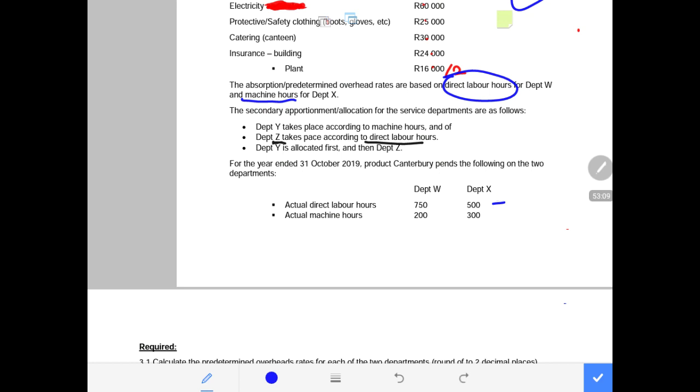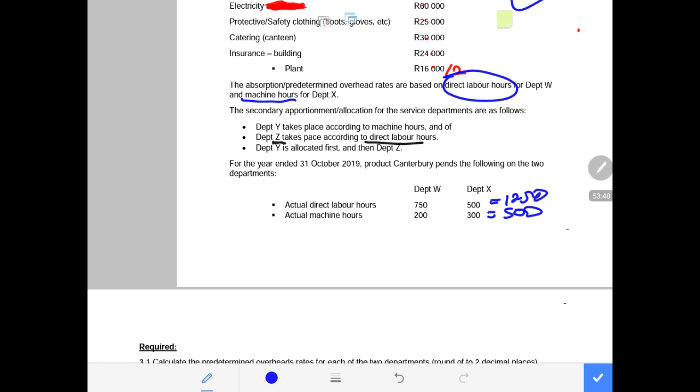Then for actual machine hours we have 200 and 300 for Department W and Department X. So just get the total. This will give us an amount of 500 labor hours, and this will give us 1,250 in terms of the actual labor hours.